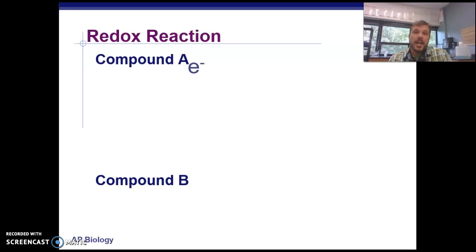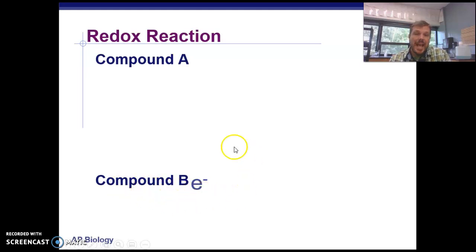If I have an electron that is associated with compound A and it gets moved to compound B, I have changed where the electron is, and I have reduced compound B. Probably the easiest way to remember whether you're reducing or oxidizing is that, as you should know by now, electrons have a negative charge associated with them.